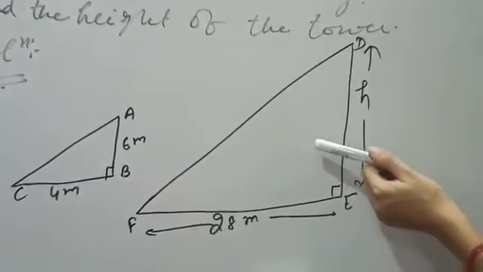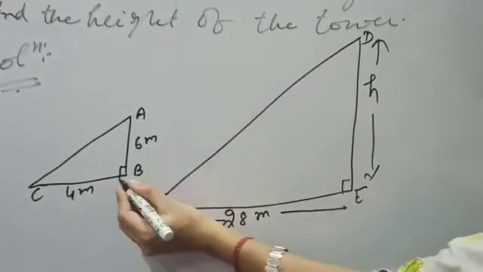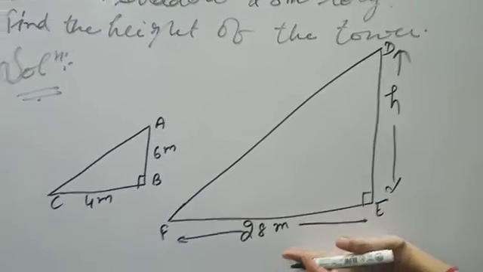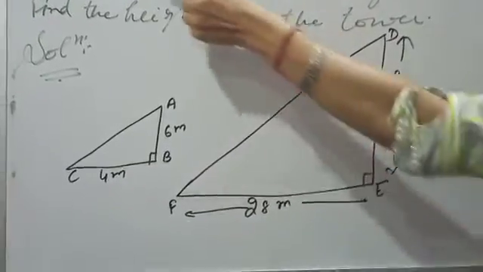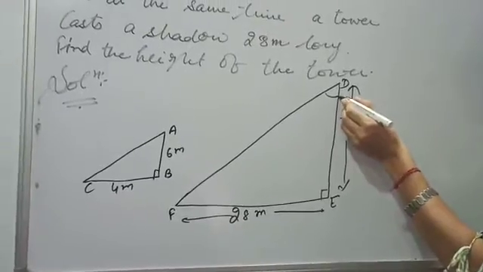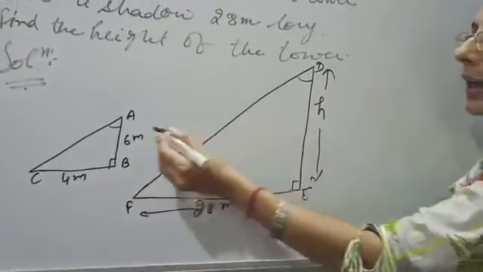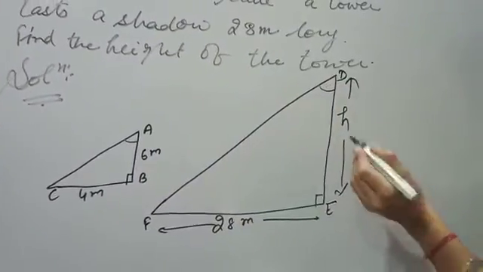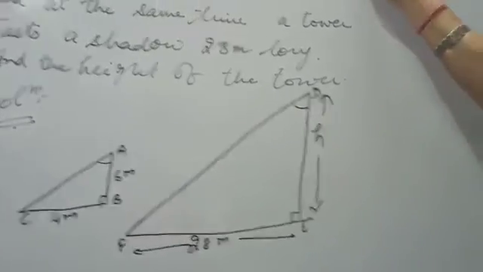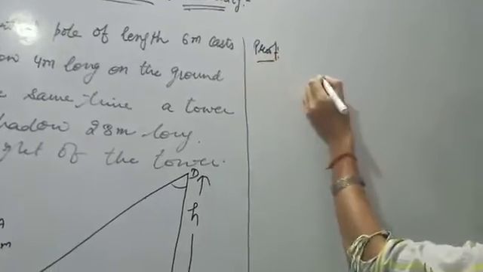How can we show that these two triangles are similar? Angle E is equal to angle B, 90 degrees, because both stand on the ground at a 90-degree angle, and they are saying at the same time. This implies the angle of the sun will be equal. So we can say angle A is equal to angle D. So by angle criteria, these two triangles are similar to each other. Let us show the solution of it. So here is the solution of the question.